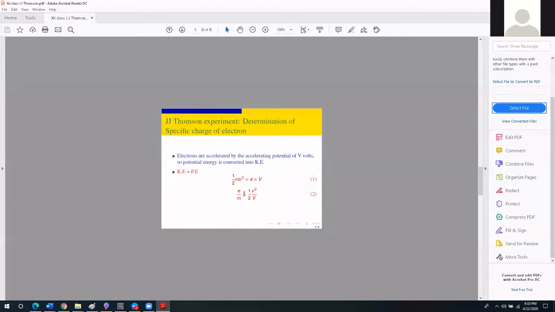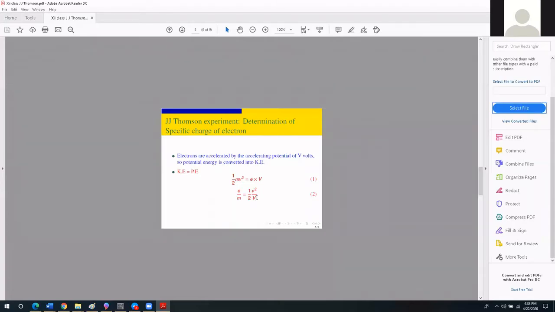So we can simplify it. e/m, which is the specific charge of electron, equals half v squared, velocity squared, by potential capital V. Here be careful: small v is for velocity and capital V for voltage, the accelerating voltage. There are two types of voltage. One is accelerating, another is deflecting, and this potential is the accelerating voltage.